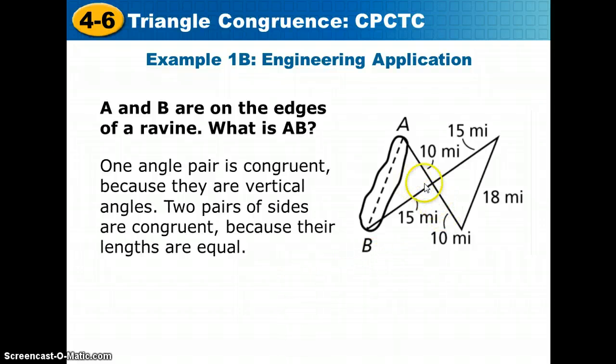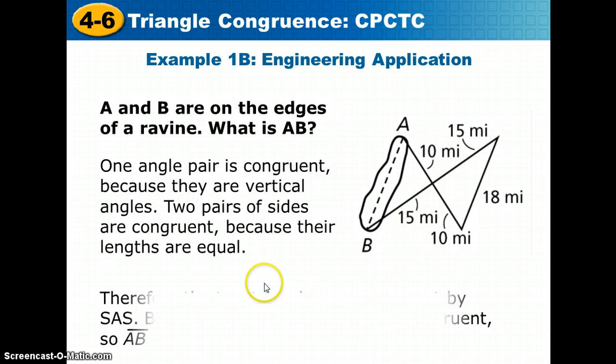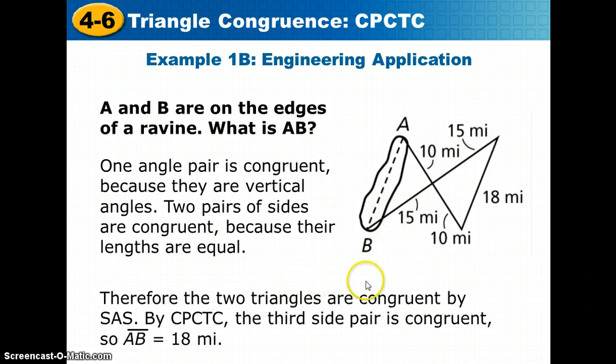One angle pair is congruent because of the vertical angles. Two pairs of sides are congruent because their lengths are equal, once again. So the triangles are congruent by side, angle, side. By CPCTC, the third pair of sides are congruent, so AB is the same as this side over here, which is 18 miles.